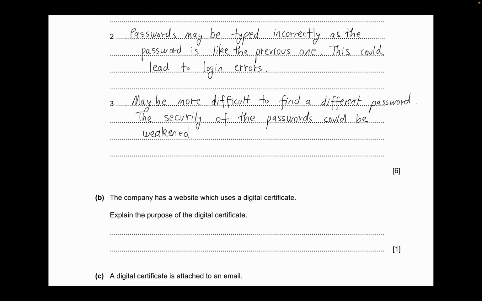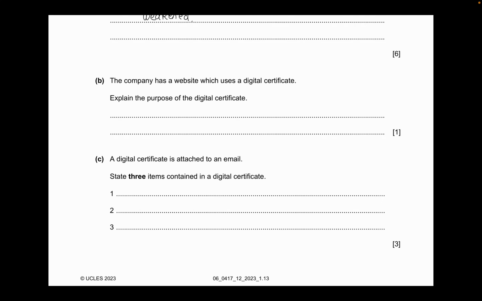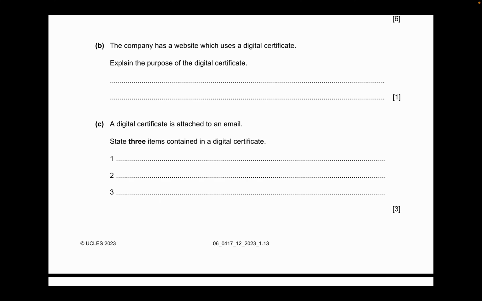Okay, so next question. The company has a website which uses a digital certificate. Explain the purpose of the digital certificate. It's to ensure that the website is more trusted, or authentic, or genuine. You can mention that. You can mention another point is that it verifies if the company owns the website. You can also mention that it shares the public key for encryption when communicating with the website. Okay. All right, let's move on to the next question.